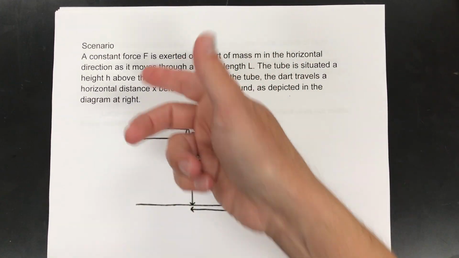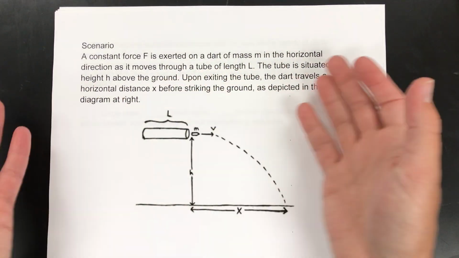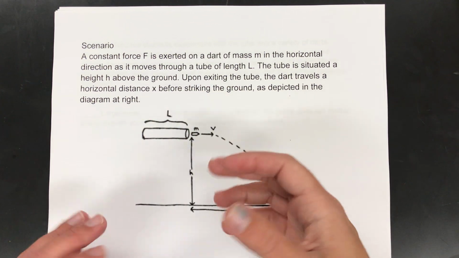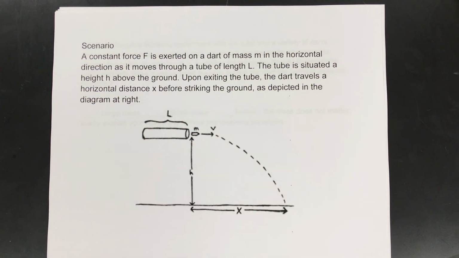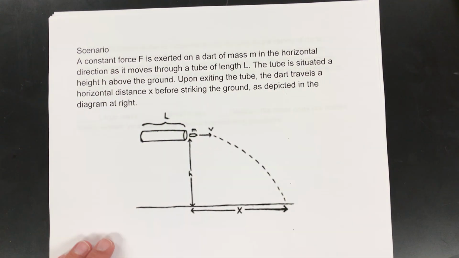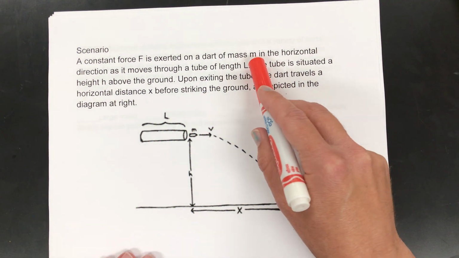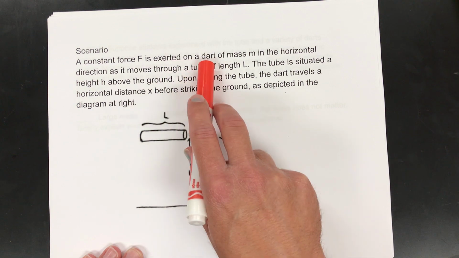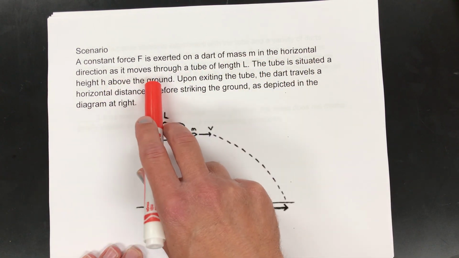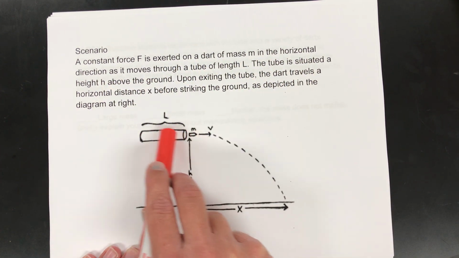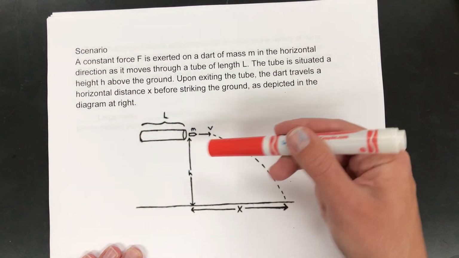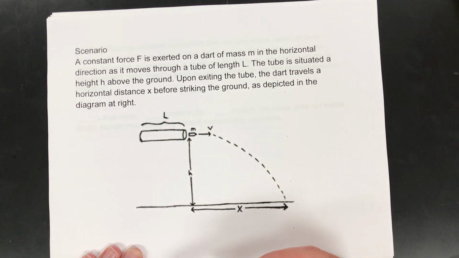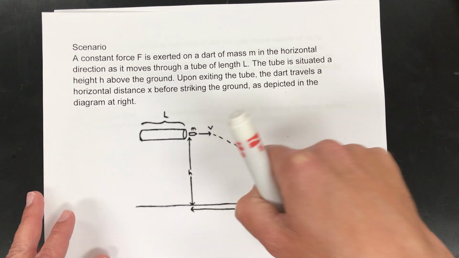Hey everybody, let's look at this one here. This is 11C, which is lab experiment force versus distance. It says a constant force F is exerted on a dart of mass m in the horizontal direction as it moves through a tube of length L. The tube is situated at a height h above the ground. Upon exiting the tube, the dart travels a horizontal distance x before striking the ground, as depicted in the diagram below here.